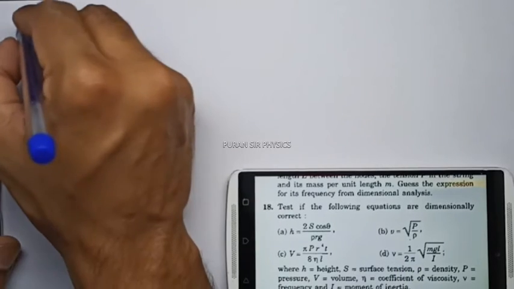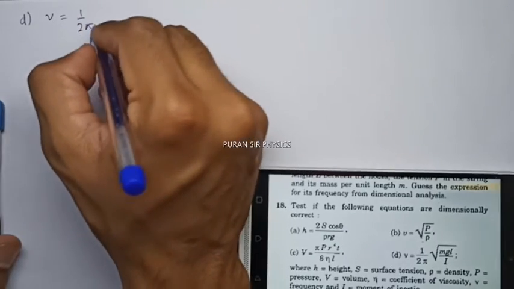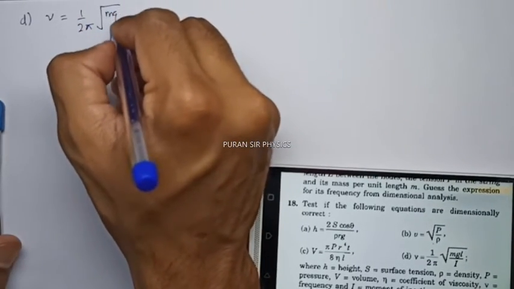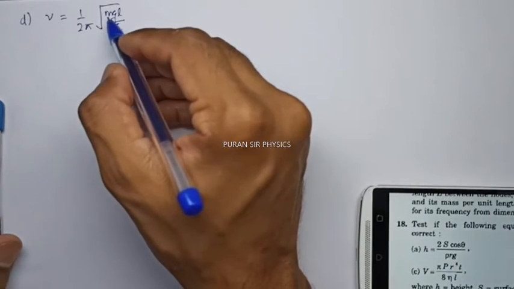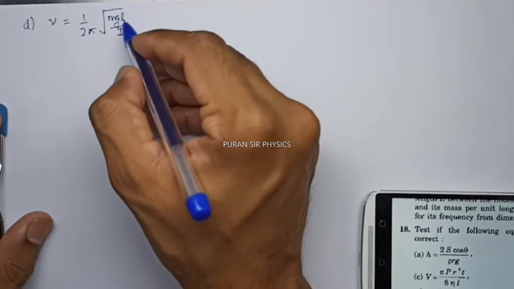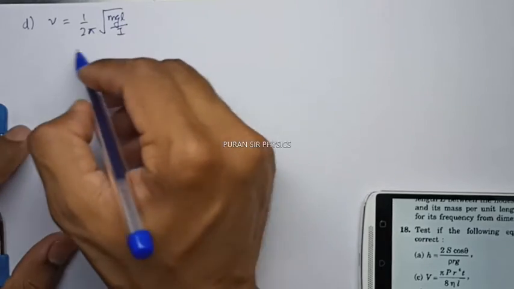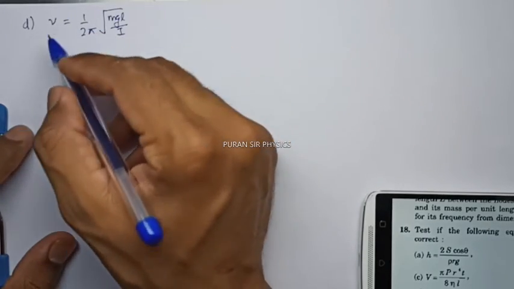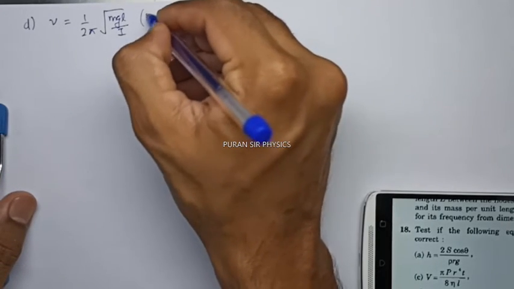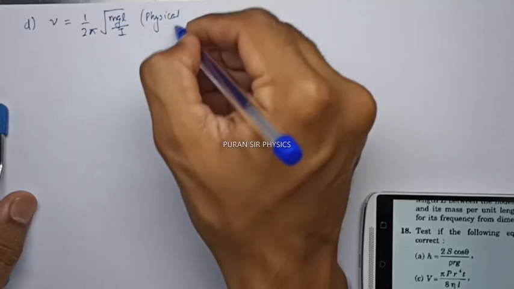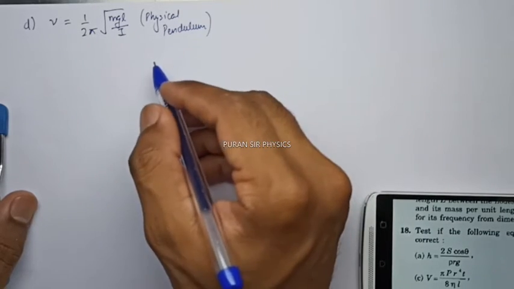In D part, frequency is equal to 1 upon 2 pi square root of mgl upon I. Here m is the mass, g is the acceleration due to gravity, l is the length, and I is the moment of inertia. So basically this is the frequency of oscillation of a physical pendulum. Okay, so ये आपका physical pendulum है, and this thing will be covered in SHM.